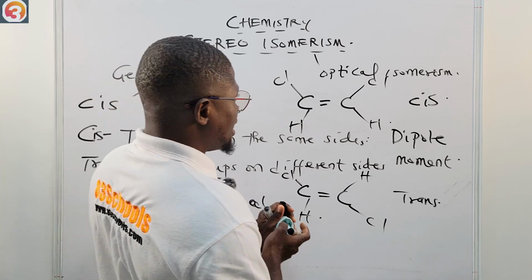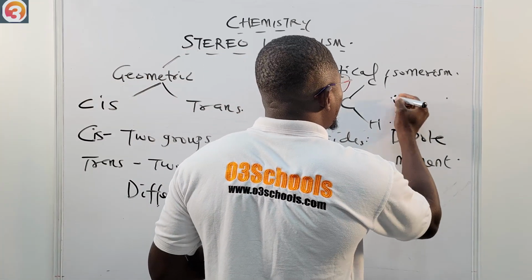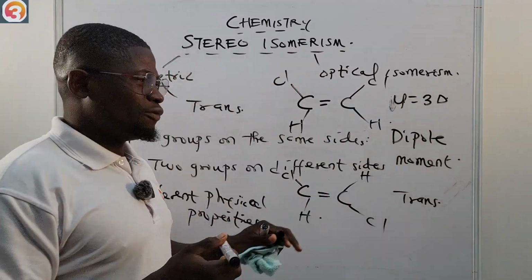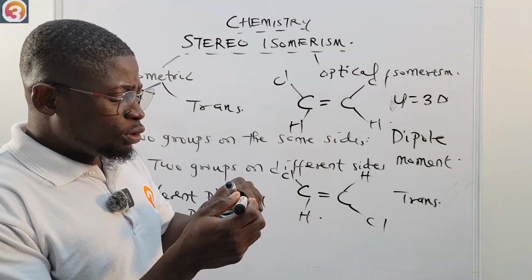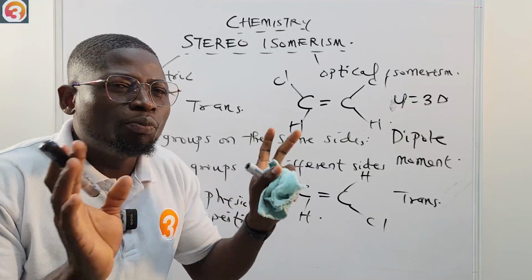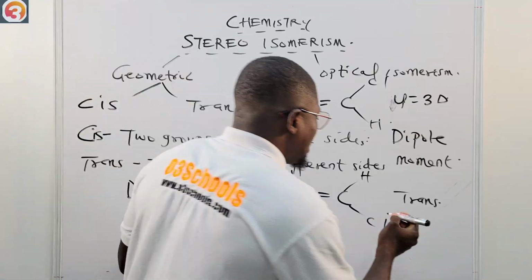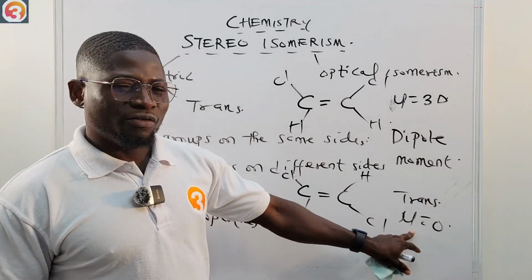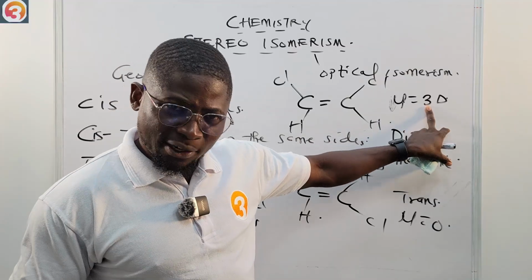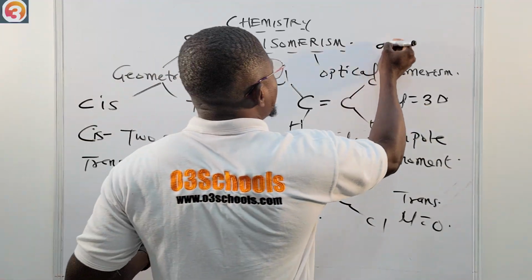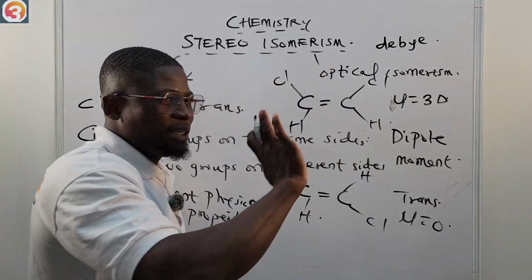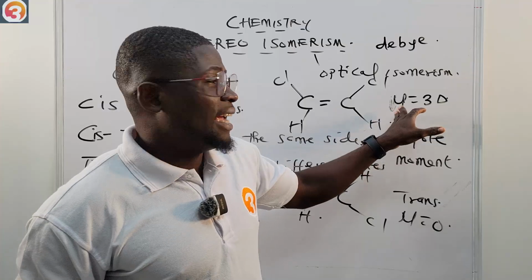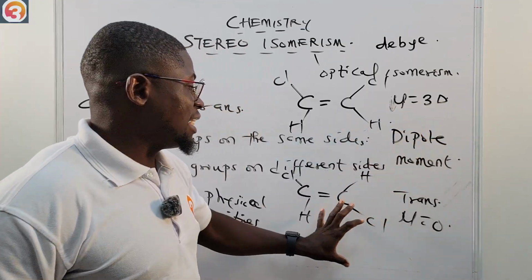Mu is 3 D. That is the dipole moment for this cis isomer we're looking at here. So they have different dipole moments. But the trans has a dipole moment of 0. The unit of dipole moment is the debye, spelled D-E-B-Y-E. So cis isomers have a dipole moment of 3 D, while the trans isomer has a dipole moment of 0.